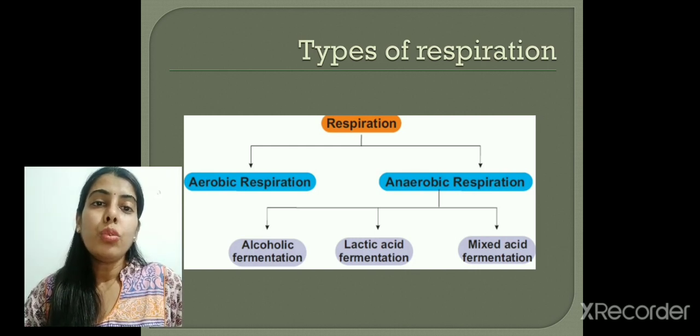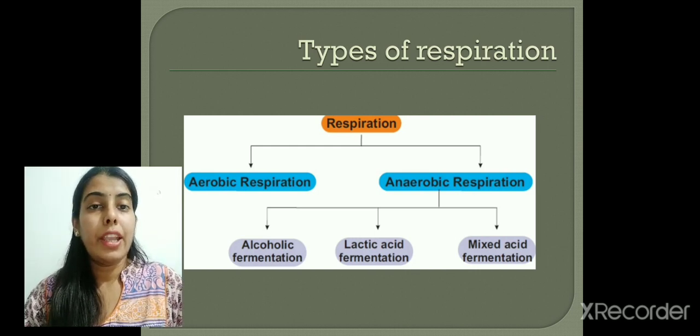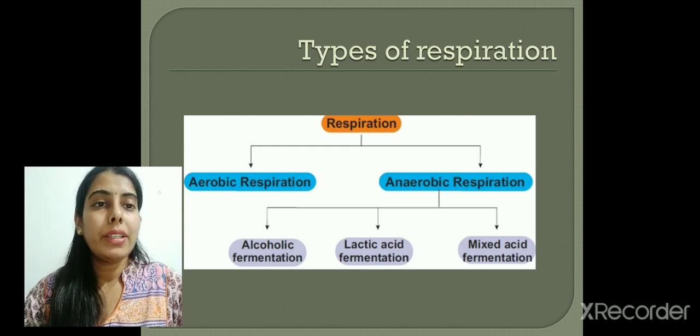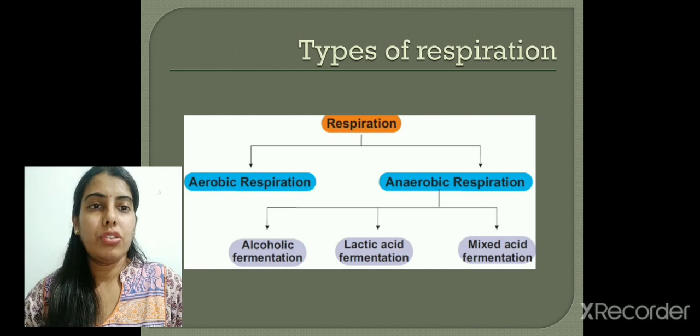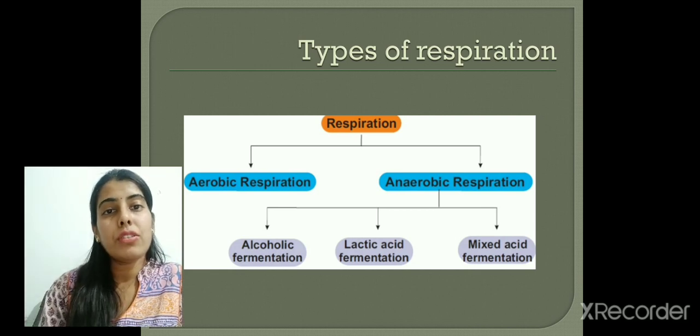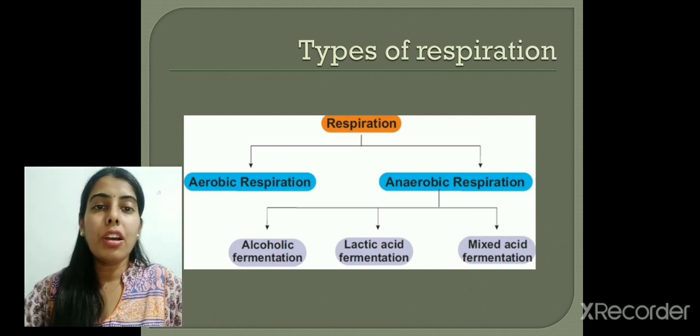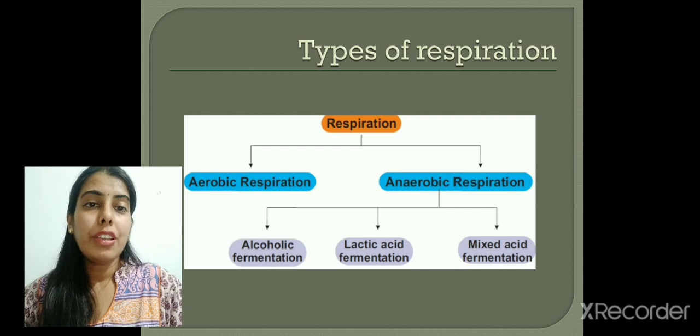Now we have two types of respiration. Yes, aerobic, that is in the presence of oxygen. Anaerobic, that occurs in the absence of oxygen. Yes, now you might be wondering how respiration occurs in the absence of oxygen. This thing you must have experienced when we run a lot. We sometimes feel muscular cramps in our legs.